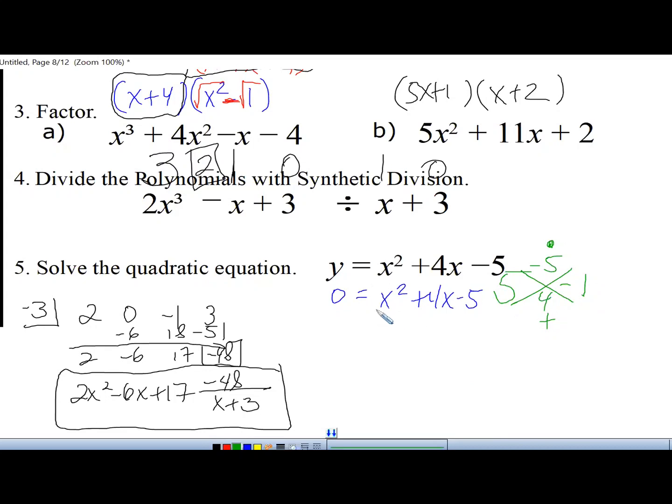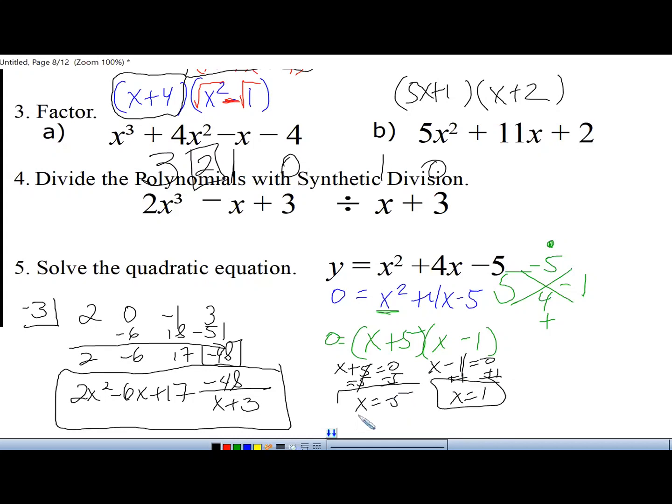So since this one doesn't have a leading coefficient, I can write it as x times x. And this is +5, and this is -1, all that equal to 0. And then set each one equal to 0, x plus 5 equal to 0, and x minus 1 equal to 0. Let's solve. -5 minus 5, x equals -5, plus 1, x equals 1. And these are my solutions, of course. However, what else? They are my roots. They are my zeros, or my x-intercepts.